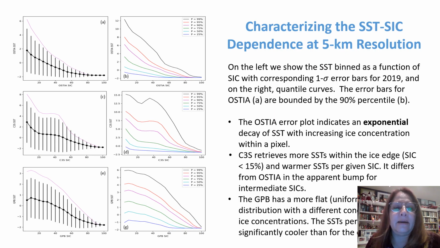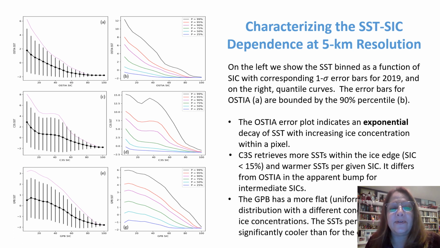Now that we defined the three products we're going to work with, we have here binned error plots of SST as a function of sea ice concentration. The data is for all the grid cells between May and October of 2019. And we can see in the case of OSTIA on the top that the SST sea ice concentration dependence appears to be exponential in nature. Also, the top of the error bars, which correspond to one standard deviation, are bounded by the 90th percentile, which is the same plot here on the right.